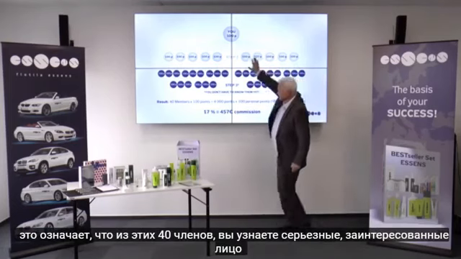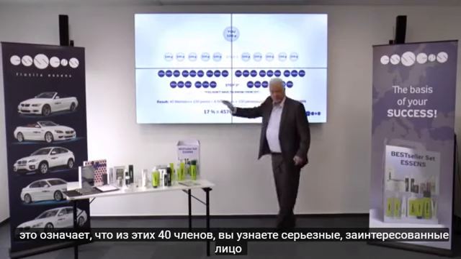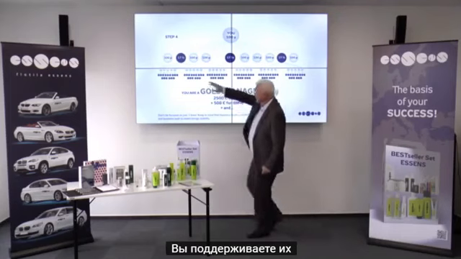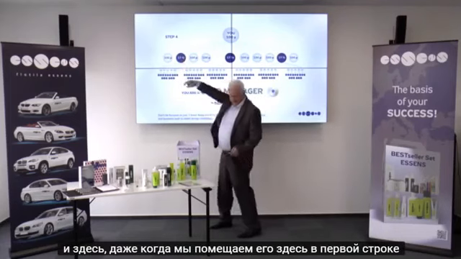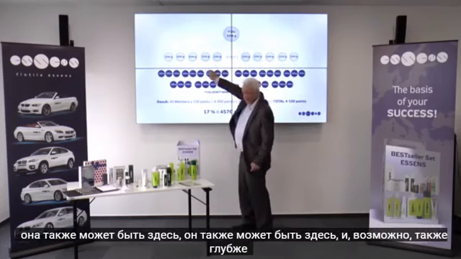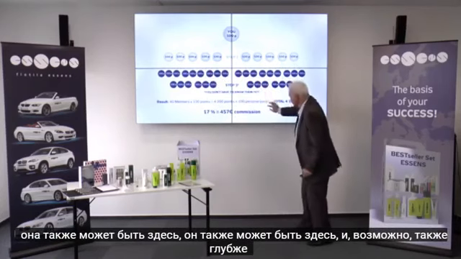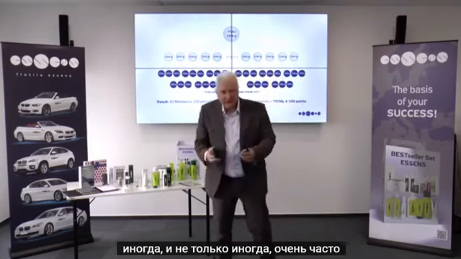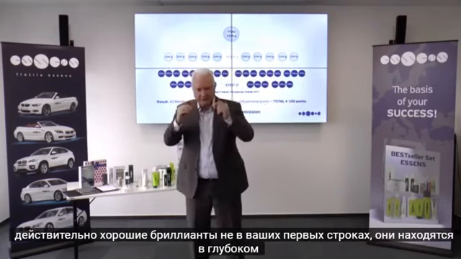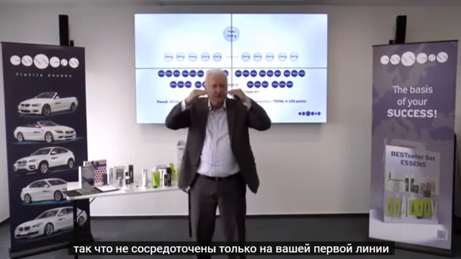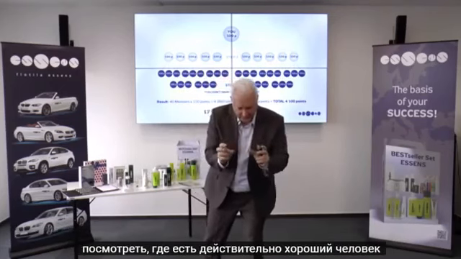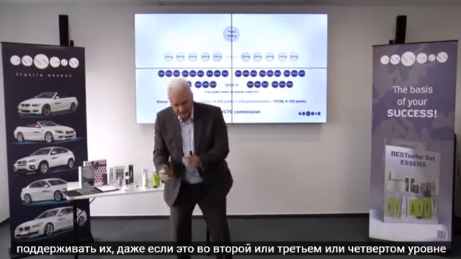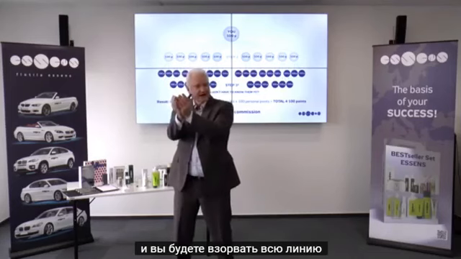That means from these 40 members, you find out serious interested people, you support them, and even when we put it here in the first line, they don't have to be in your first line. It can also be here, it can also be here, maybe also deeper. Very often, the really good diamonds are not your first lines, they are in the deep. So don't be only focused on your first lines. Look where is a good person, support them, even if it's the second, the third, or the fourth level, and you will blow up the whole line.